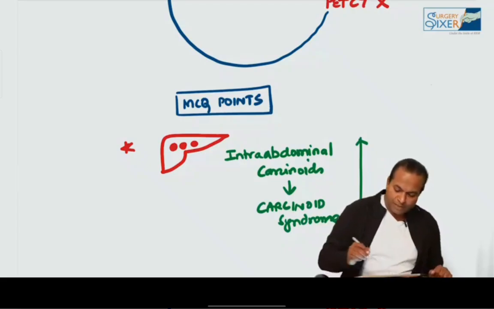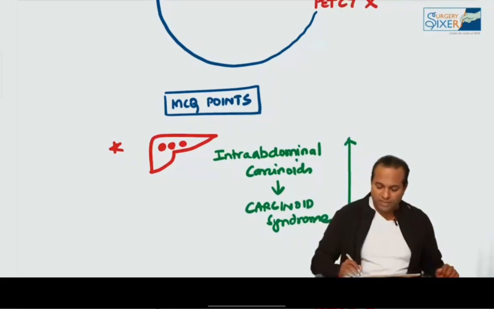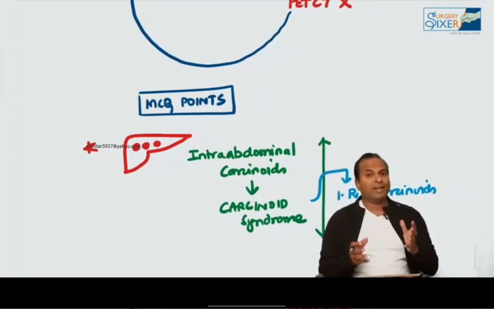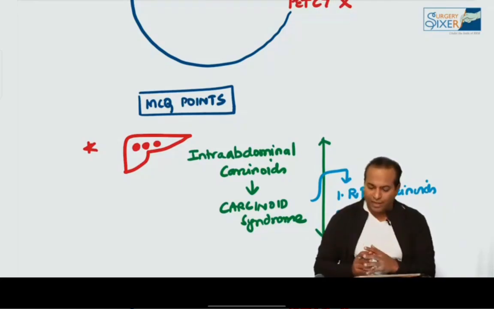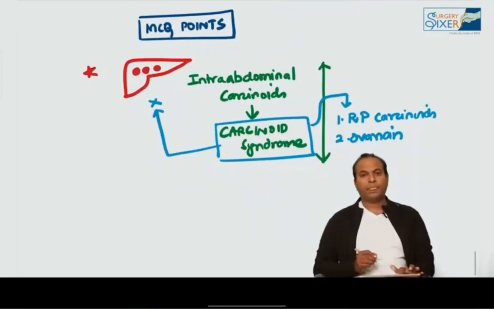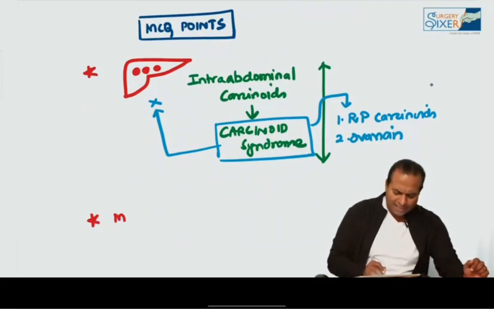Without liver mets, carcinoid syndrome is seen in two conditions, an expected MCQ: retroperitoneal carcinoids and ovarian carcinoids. They drain directly into the IVC and don't go into the portal vein. Therefore, they can produce carcinoid syndrome without liver mets. This is one MCQ.